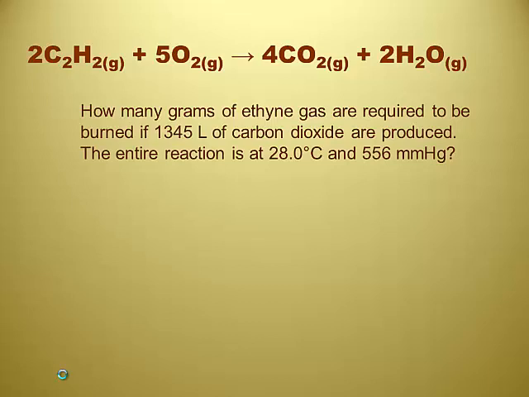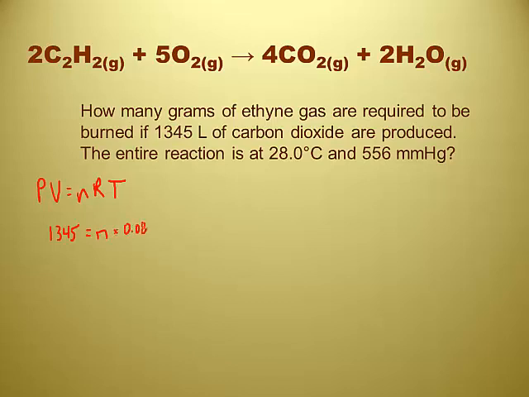Now, here's the trick with gas stoichiometry. Notice that they did not just say I have 1,345 grams of carbon dioxide, where you would just do molar mass and then stoichiometry. They've given you liters, they're giving you volume. You are going to use PV = nRT to convert from volume of a gas to number of moles of a gas. So I've got a volume of 1,345 liters of carbon dioxide. I want to know number of moles.